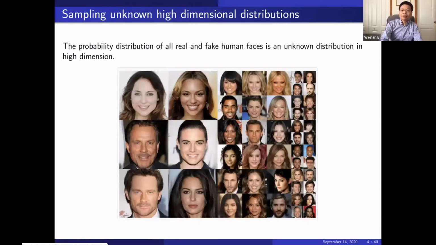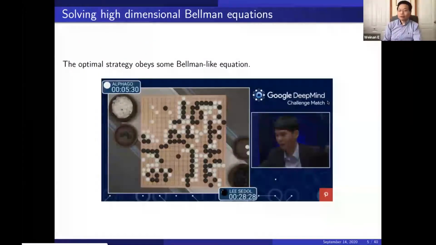The third example is AlphaGo. You all heard about AlphaGo, but let me just say one thing: for Go, the best strategy, given your opponent's best strategy, obeys some Bellman-like equations. So this is a difference equation in a huge space. If you're looking for the optimal strategy for Go, you're trying to solve some Bellman equation. All three examples are very well-known, but behind each one of them, there is a very deep mathematical question. These are the kind of things we want to understand and address.